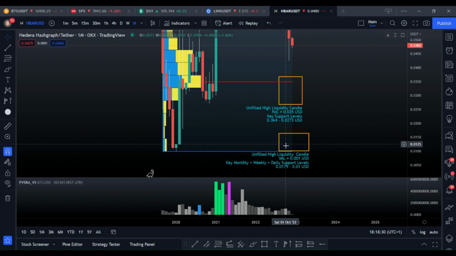And in case that doesn't hold, we still have more unfilled high liquidity to the downside. Worst case scenario, ranging at around 1 cent. So, in case that price target doesn't hold, then there's a risk that we might go further down as well. But hey, time will tell.